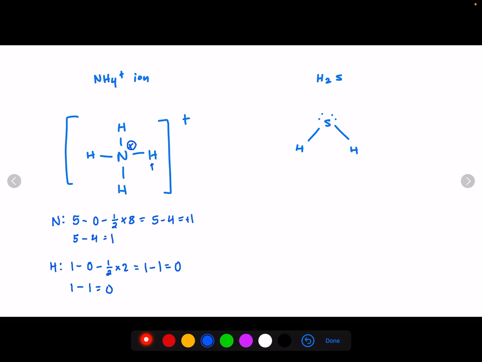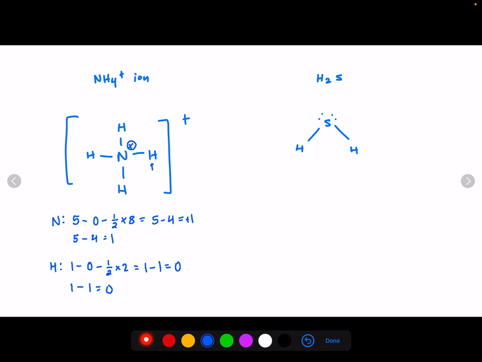Now, one thing to note with formal charges is another way you can check is to make sure that the sum of all your formal charges equals the charge of the entire molecule. So here, the only atom with a formal charge was nitrogen, which had a +1 formal charge. All the hydrogens had a formal charge of 0, and that makes sense with the overall charge of the ion, which was just +1.